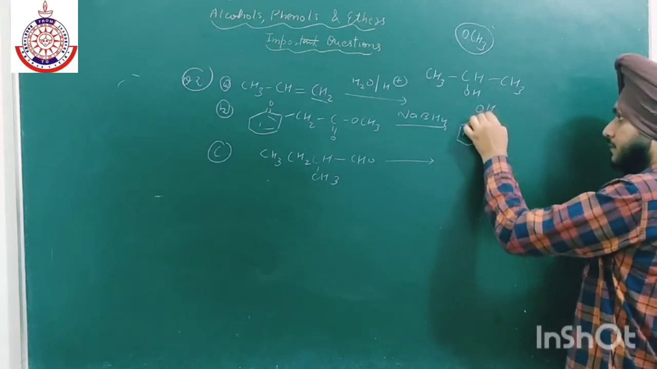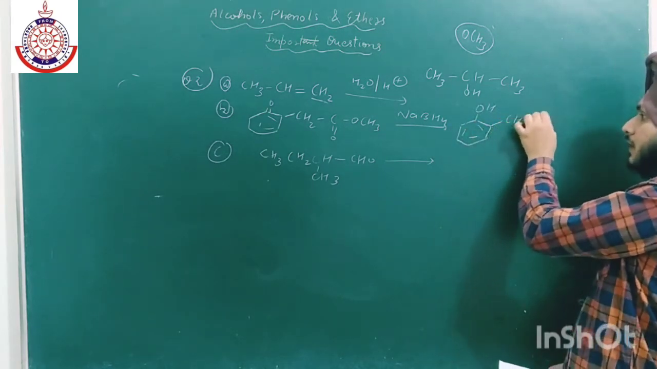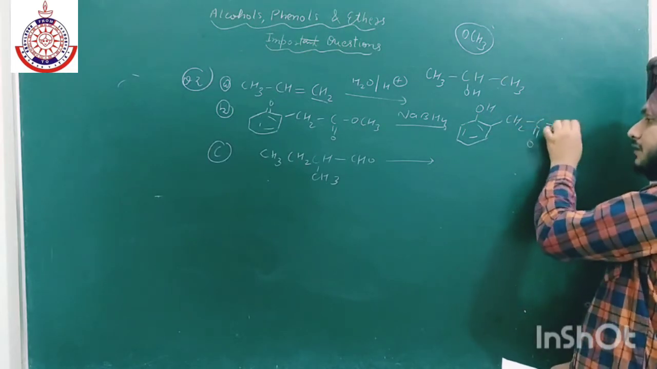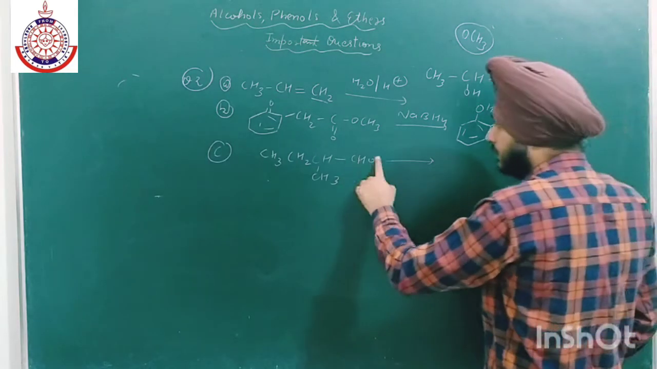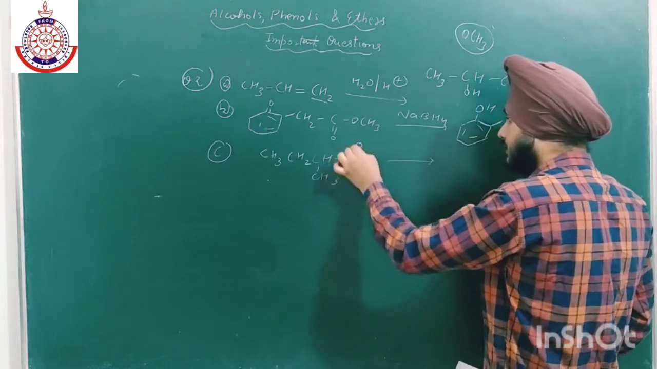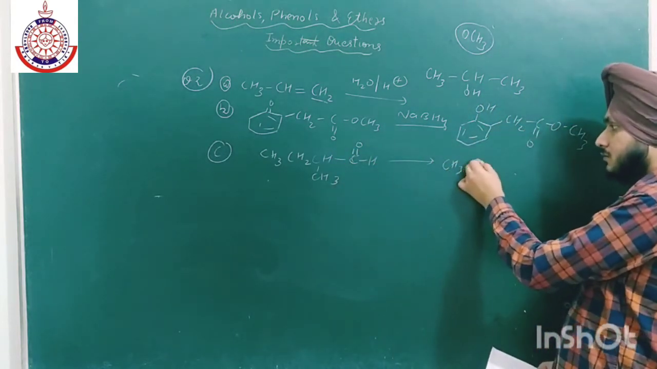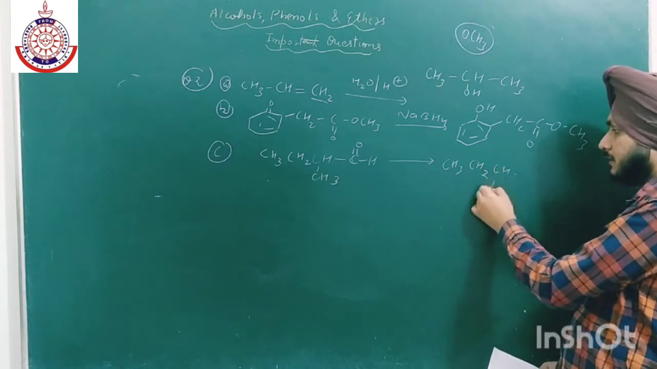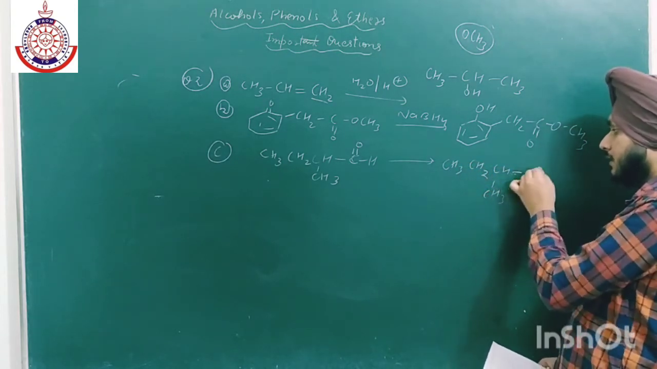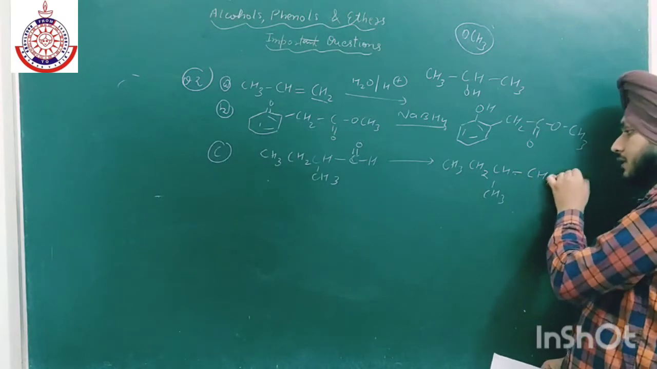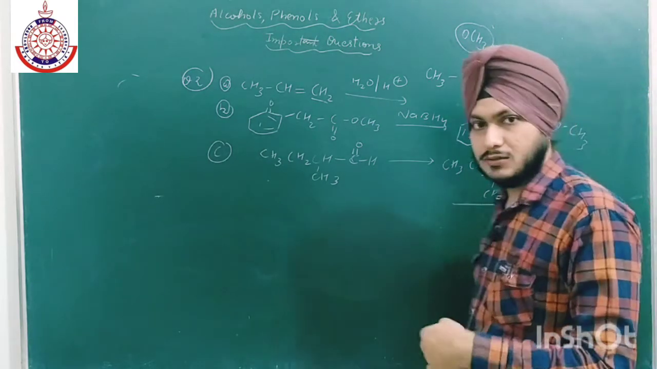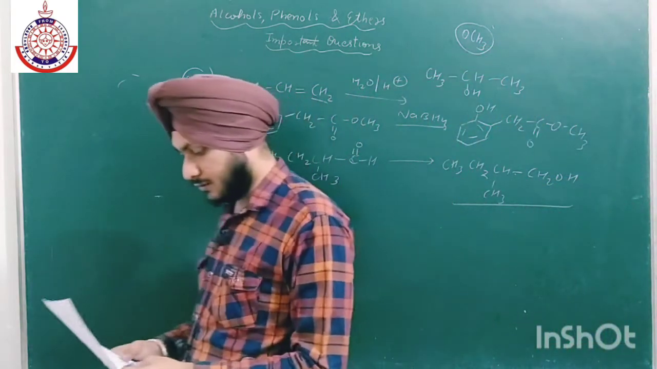OH group over here, and this will remain the same, ester group. Similarly in this case, so this is like this. If I write it in open form, so CH3, CH2, CH, CH3, then we have CH2OH. So aldehyde will reduce into alcohols. So this is the second question.